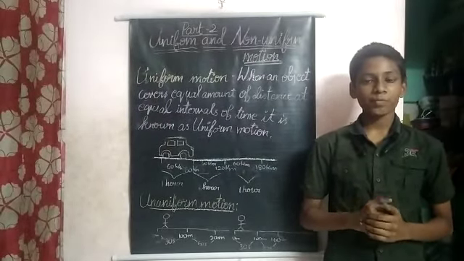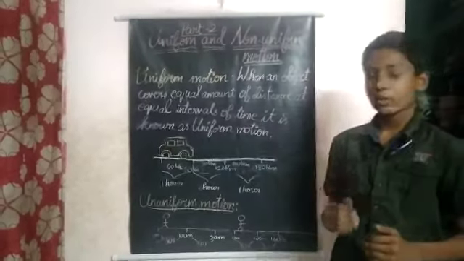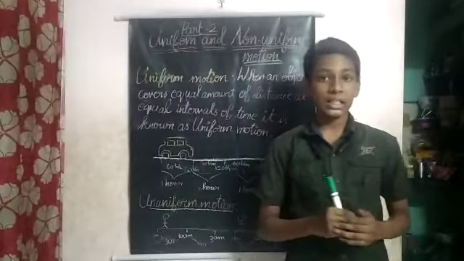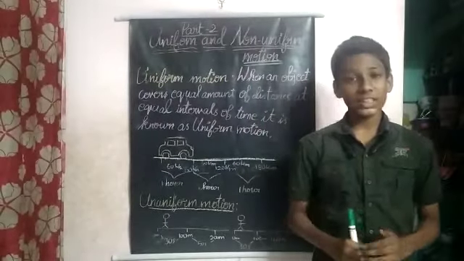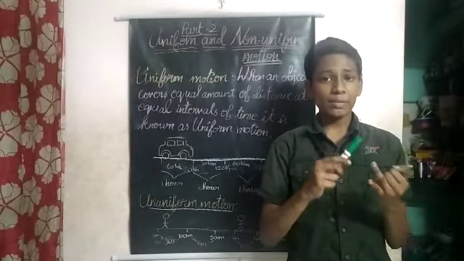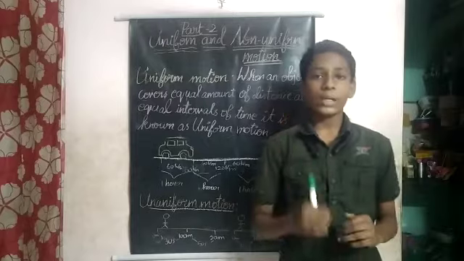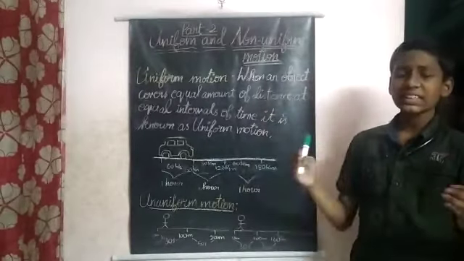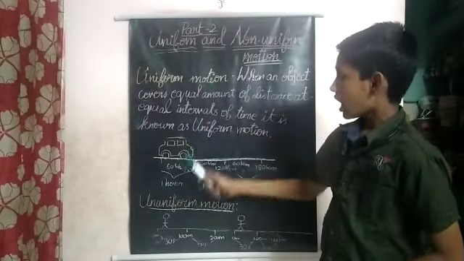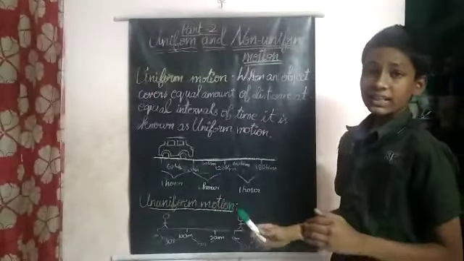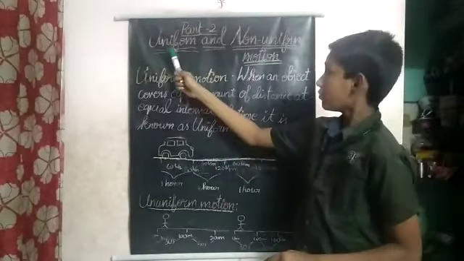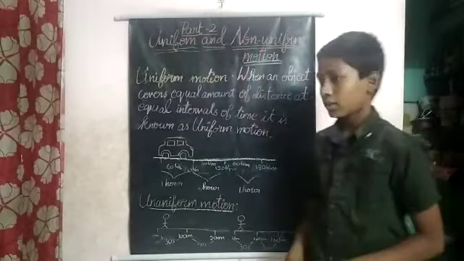Kingsley Azaria. In this video, we are going to see the second part of the motion lesson. In the previous part, we saw rest and motion and the four types of motion. In this part, we are going to see uniform motion and ununiform motion. We can call ununiform motion non-uniform motion.